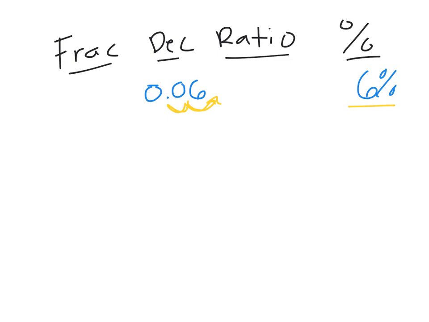And then vice versa. Had I started with that 6 as a percentage, then I would have moved the decimal 2 places to the left to turn that into the decimal, 0.06. So anyway, that's what we get with that percentage.